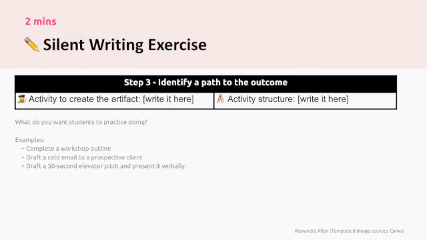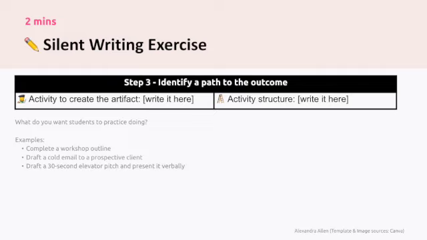So now what I want you to do is take this information that we've gone through and think about, first of all, what activity could you have your students or participants focus on to actually create the artifact? So this is where you want to just ask yourself, what do you want people to practice doing? From my own example, I want people to practice completing a workshop outline so that they'll start building that muscle and be primed to continue doing that and get better at it in the future. For the person who is doing the cold emailing workshop, they want the activity to be drafting a cold email to a prospective client.